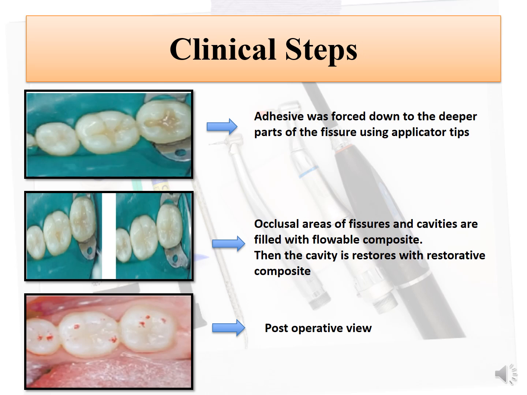And in the next step, the occlusal areas of fissures and cavities are filled with flowable composite. Then the cavity is restored with restorative composite. Then in a post-operative view, there is a clear, polished surface without any carious lesion, and the high points are also checked.